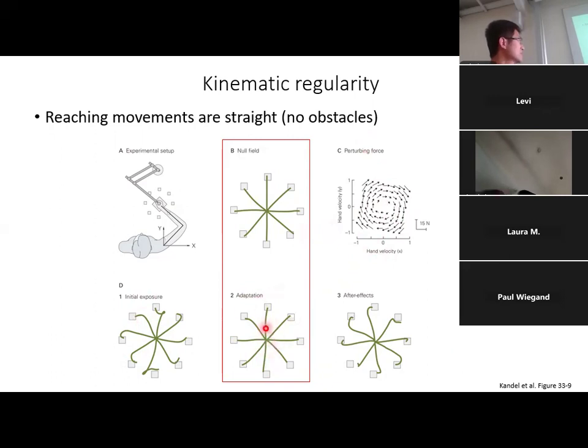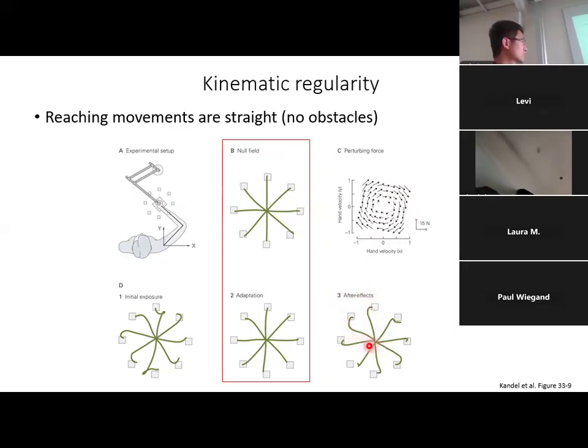The adaptation is very similar to the case without this force field, which is the straight line movement. And if we suddenly remove this force field, so it goes back to the null field condition, then there's an after-effect. That means the subject goes to the opposite direction.